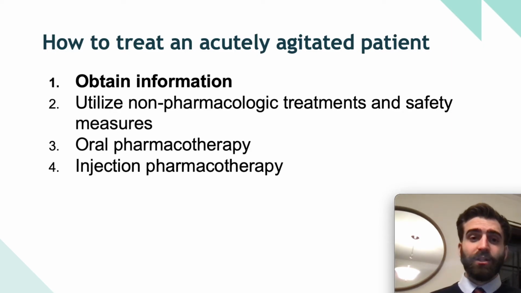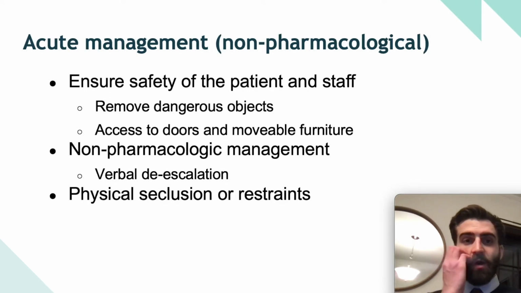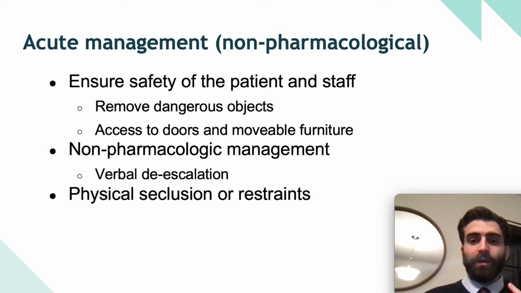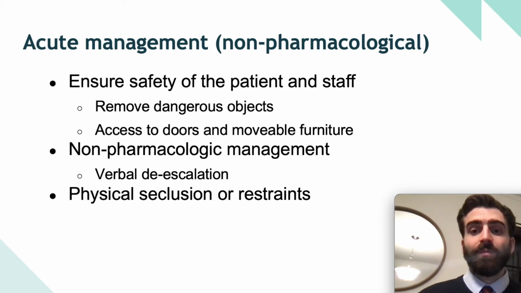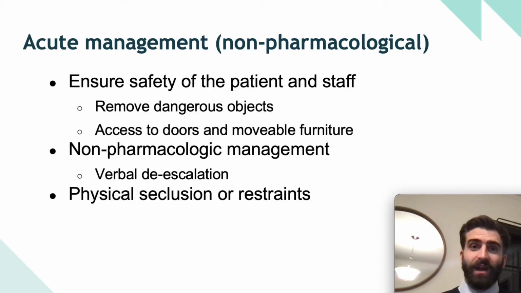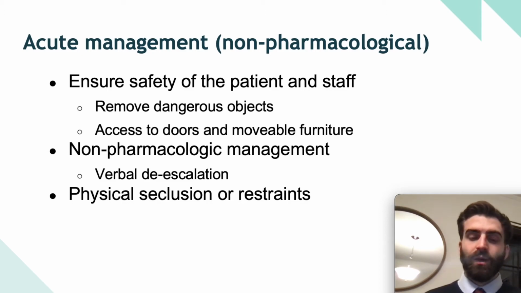After you obtain as much information as you can, you're going to want to start with non-pharmacologic treatments and safety measures. You want to ensure safety of the patient and the staff, remove dangerous objects, and have access to the door. For example, if I'm talking to a patient in their room, I want to be the closest one to the door, just in case the situation escalates, I can leave. You don't want to be trapped in a room by someone who's agitated. Next, you want to try non-pharmacologic management like verbal de-escalation and stimuli restriction. Dim the lights, make it as quiet as you can, and so on.